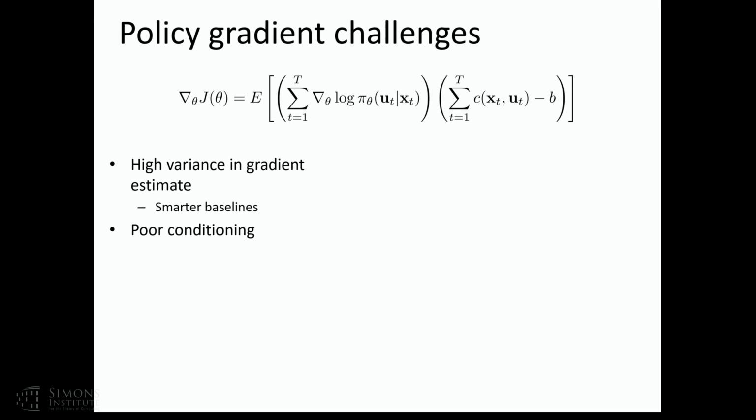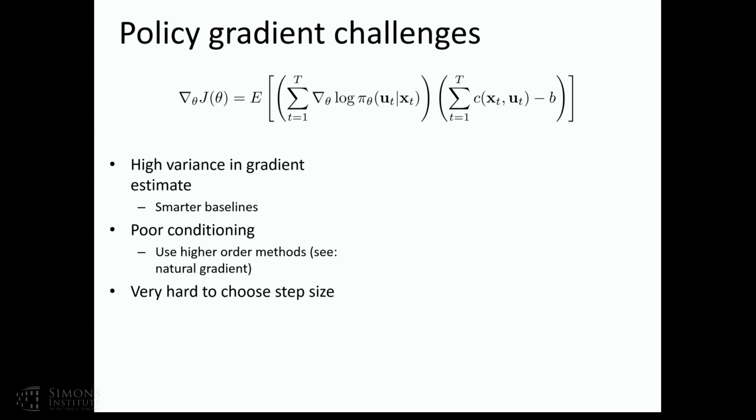For example, you can have B depend on the state. You can even have it depend on the action, as I'll talk about later, but that gets a little more complex. You can have some problems with poor conditioning. Sometimes using higher order methods like natural gradient can really help with that. It's very hard to choose the step size for reasons related to the two points above.